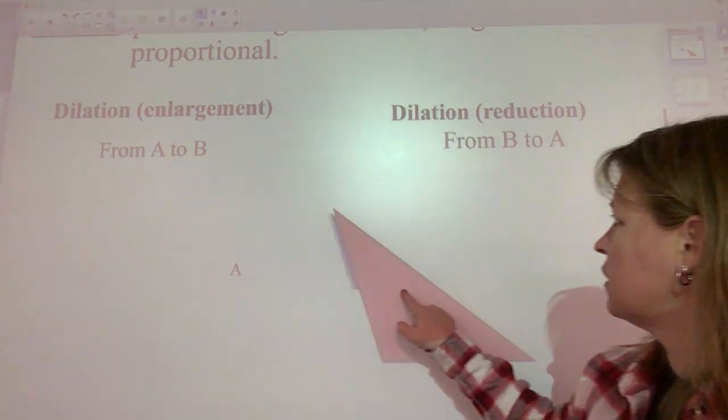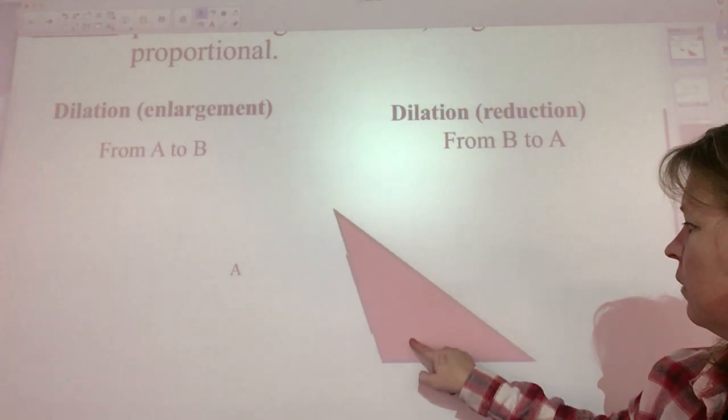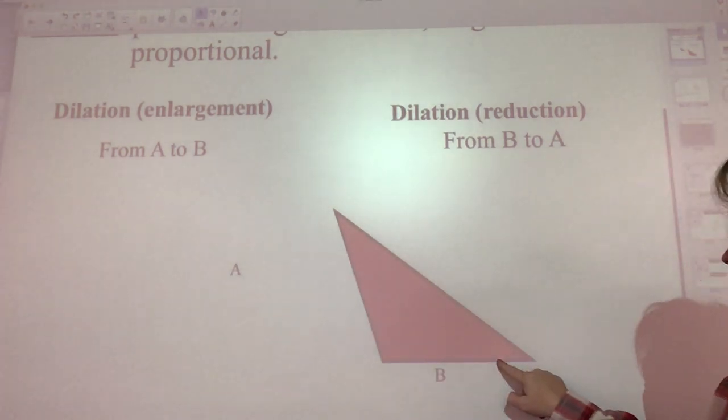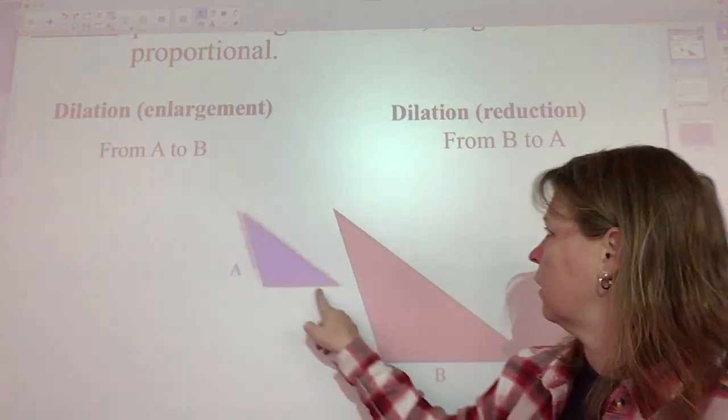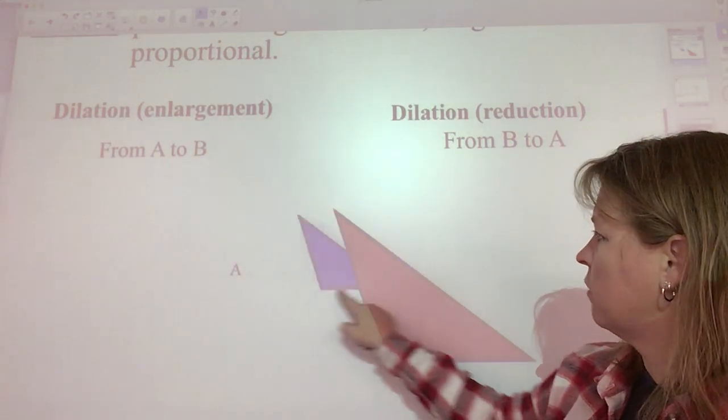Notice the angle measures are exactly the same, congruent, congruent, congruent over here, but the sides are only proportional. I don't know, maybe it's about twice as big.